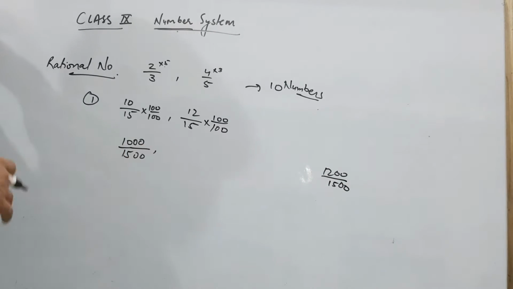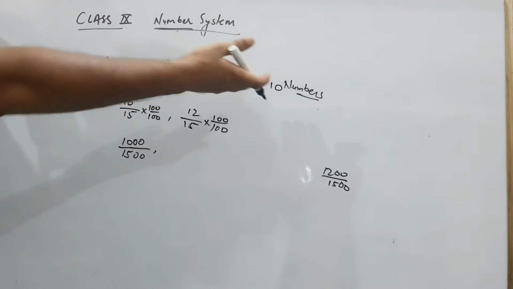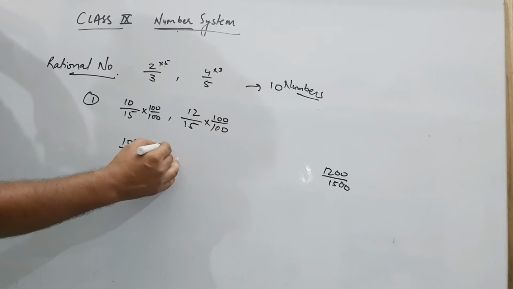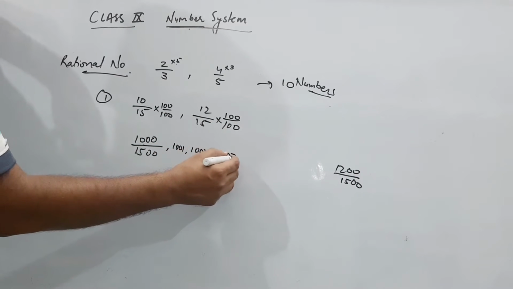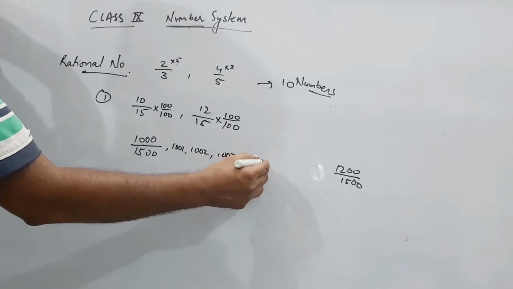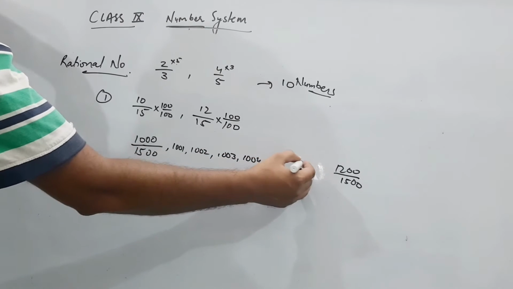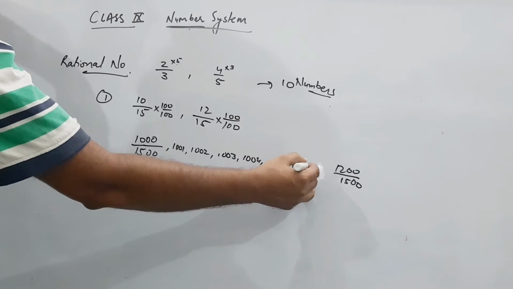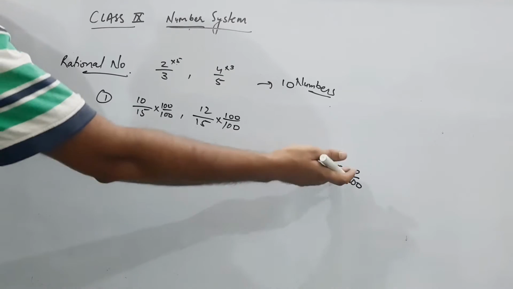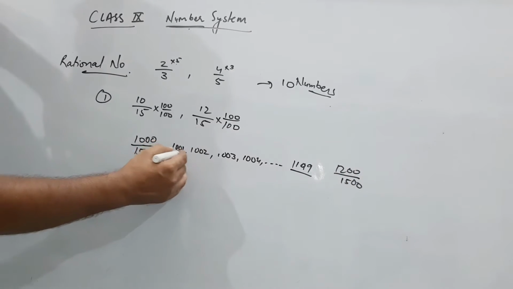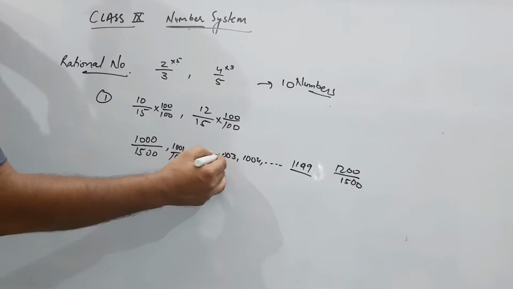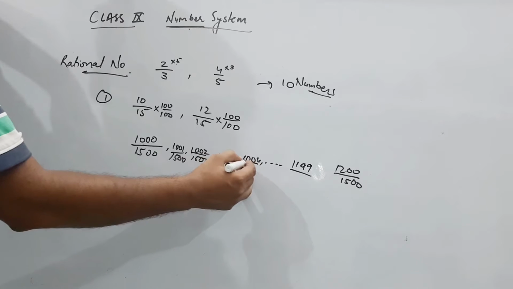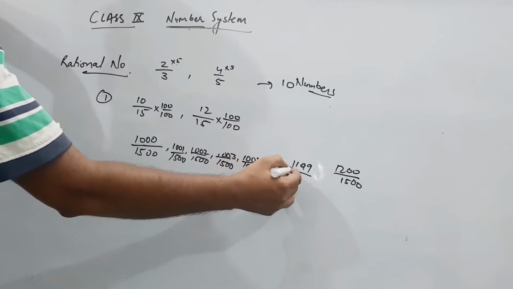So what do you need to write? You need to write 10 numbers between 1000 and 1500, it can be 1001, 1002, 1003, 1004, and it goes on. You can write 1199 too, which is below 1200. So the correct answer is this. I hope it is easy for you all.